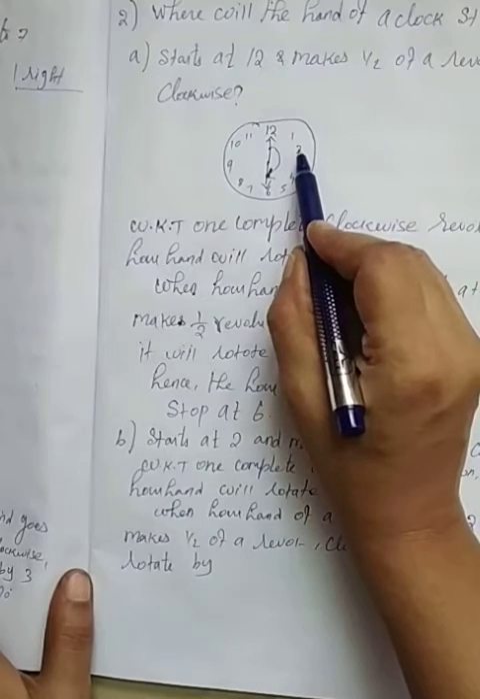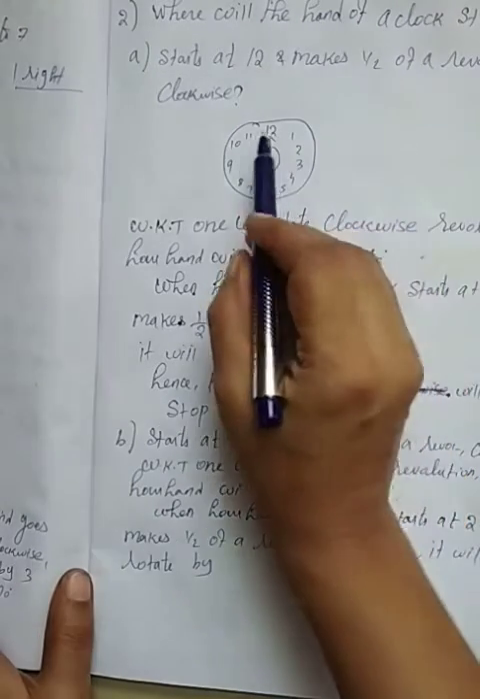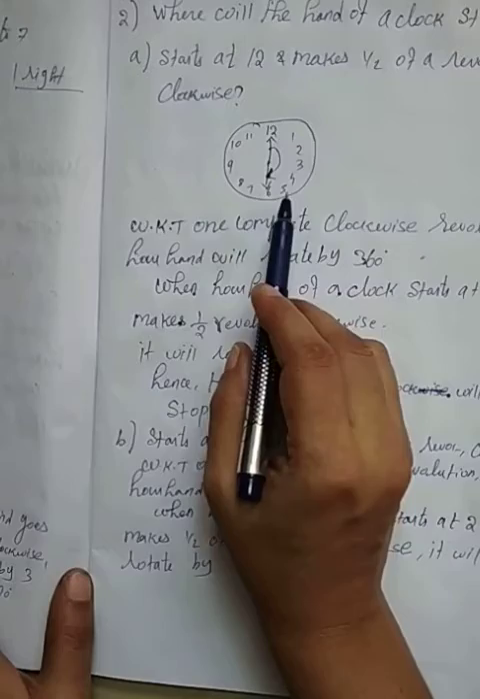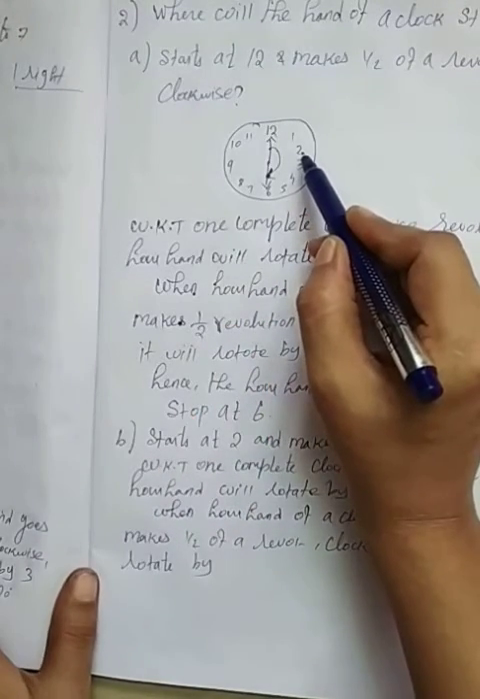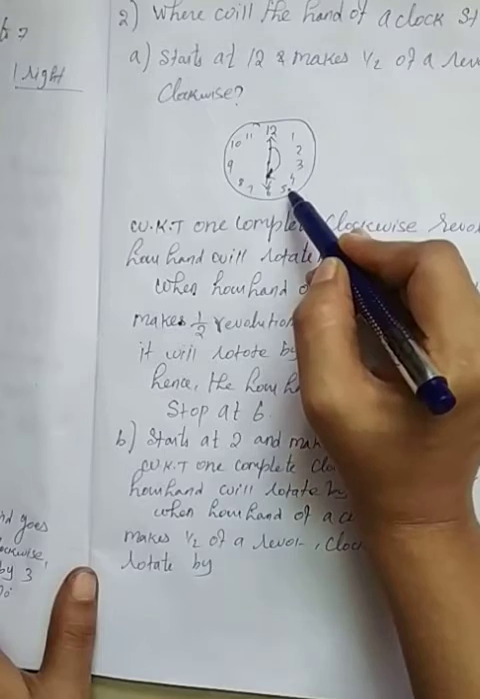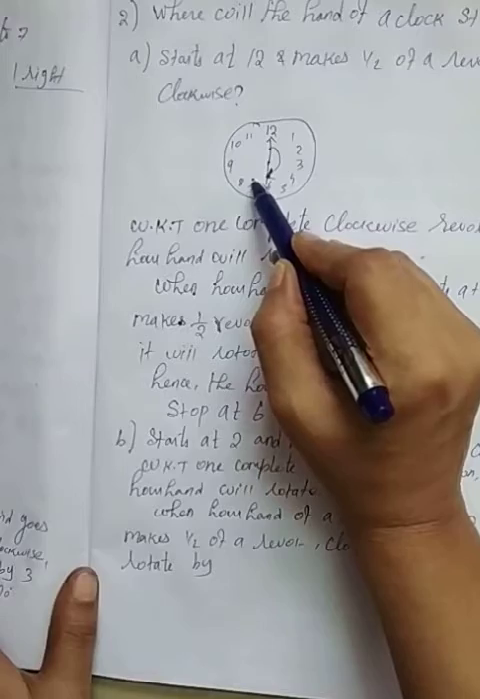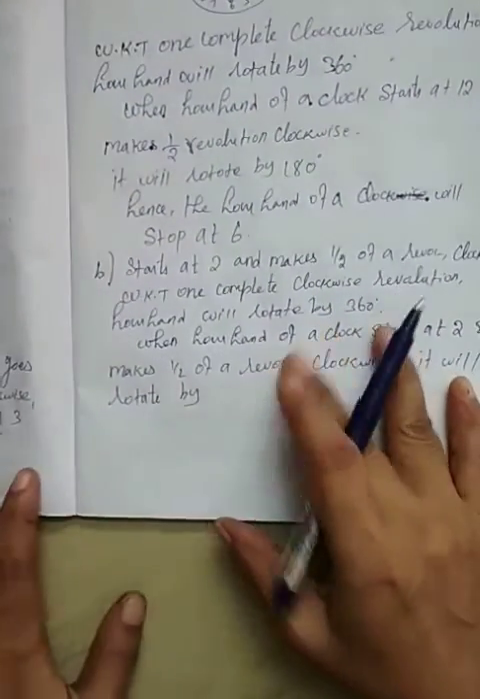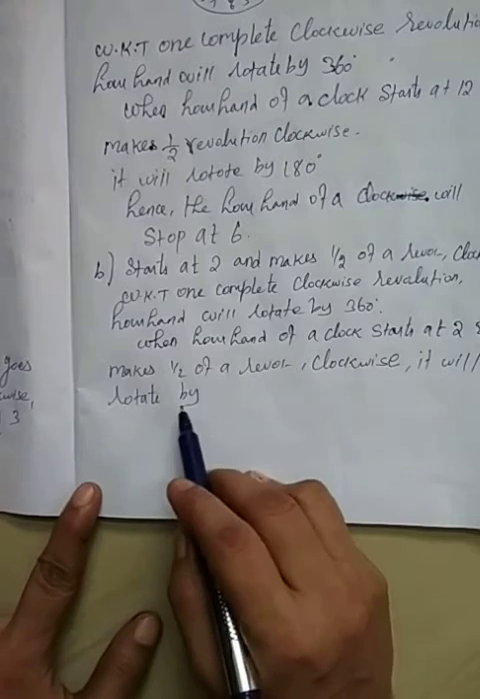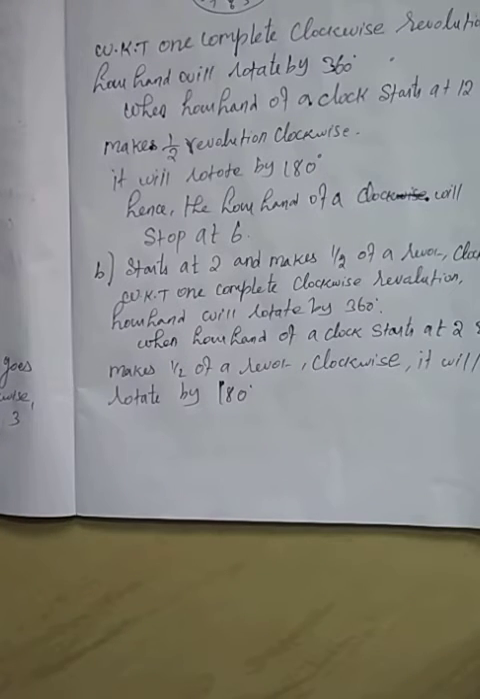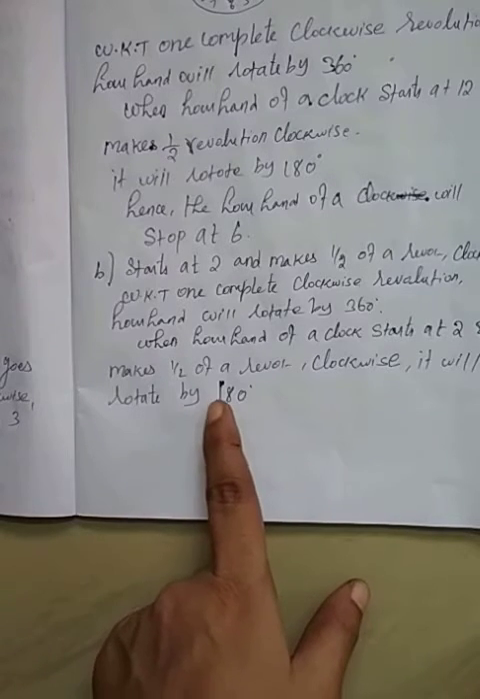See this diagram also. Starting point 2, half revolution: 3, 4, 5, 6, 7, 8. So starting at 2, finishing at 8. Clear? So it rotates by 180. Half revolution means 180. One revolution means 360. So it rotates by 180 degrees.